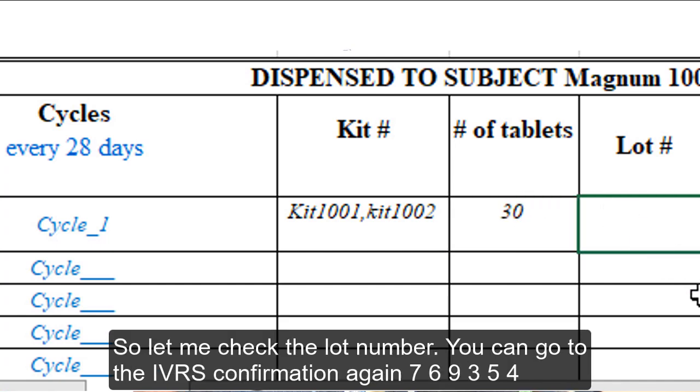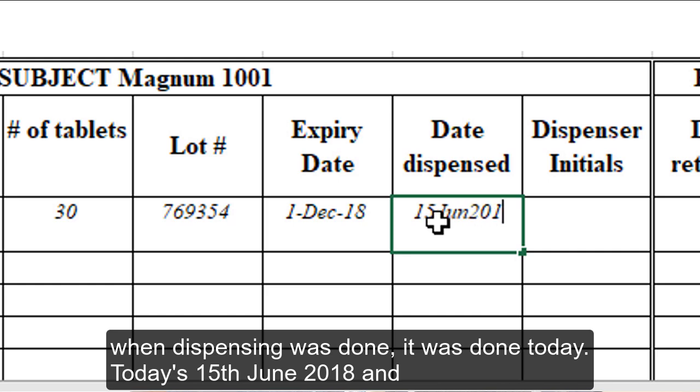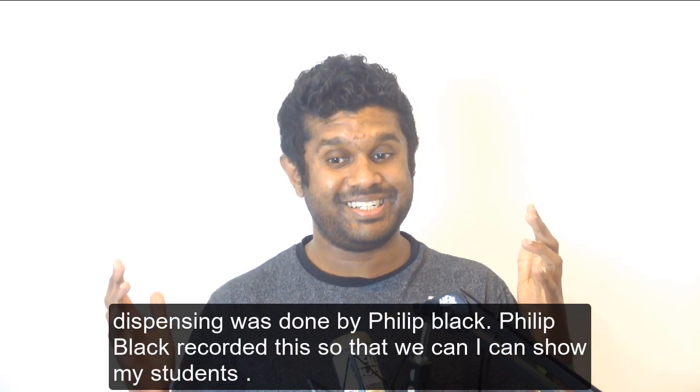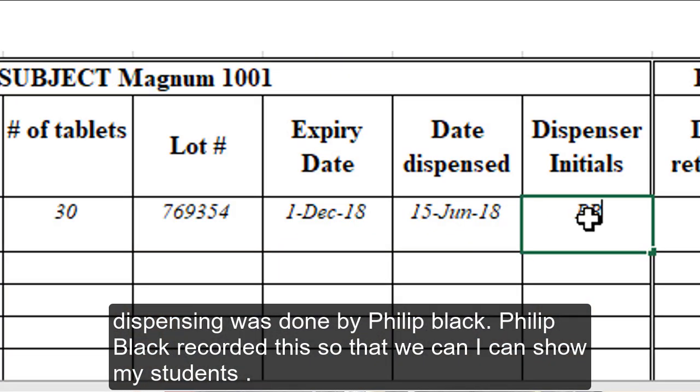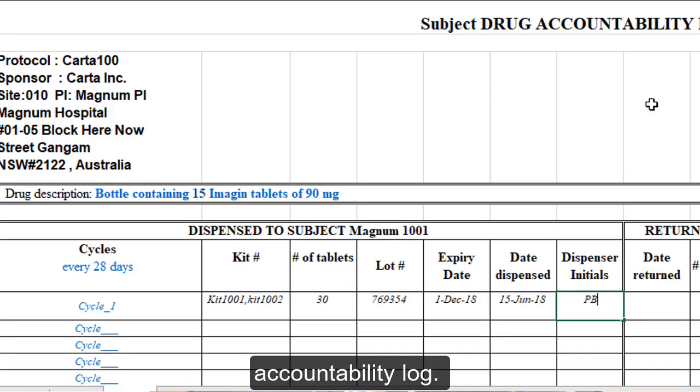So let me check the lot number. We can go to the IWRS confirmation again. 9699354. Expiry date, do you remember? 1st December 2018. And date dispensed, what day is today? Today is 15th June 2018. And dispenser initials, who is Philip Black. So this is actually Philip Black who recorded his action so that I can show my students. Thank you to him. And then dispenser initials, Philip Black, PB. So that is the subject drug accountability log.